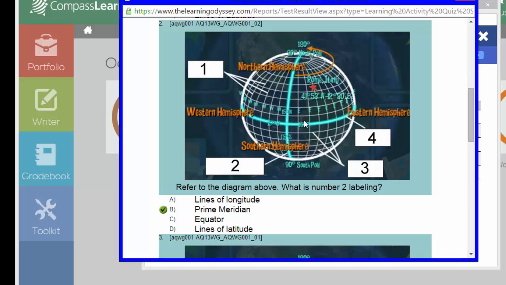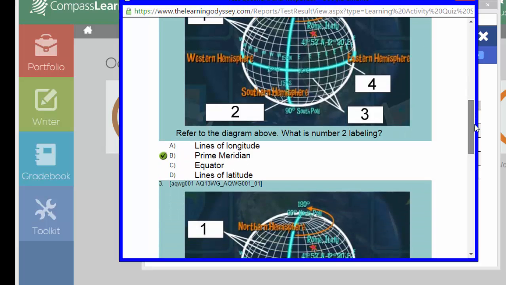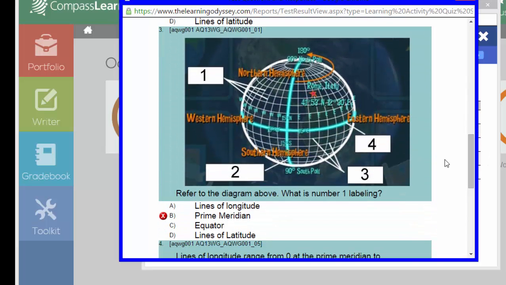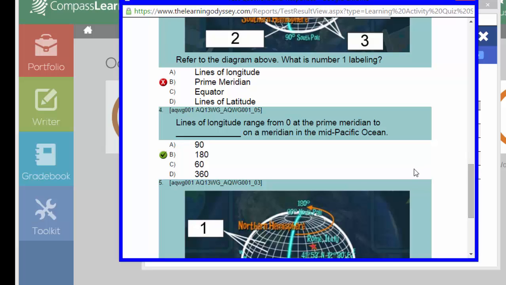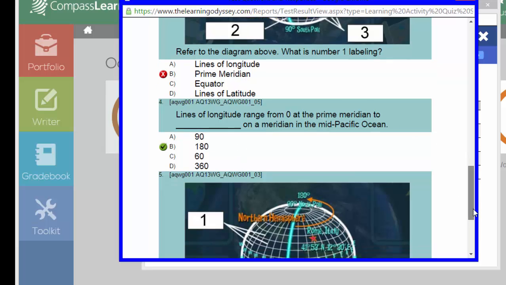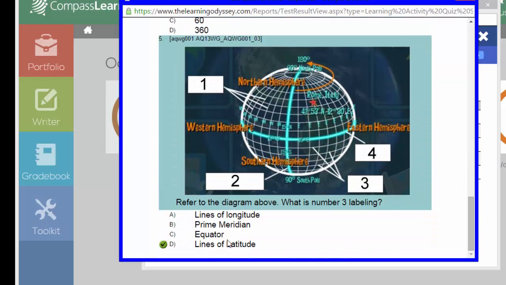Prime meridian there, that was a correct answer. The number 2 is this line right here. That's the prime meridian. Got that one right. This one says B, the prime meridian. That was incorrect. Lines of longitude range from 0 at the prime meridian to 180 on a meridian in the mid-Pacific Ocean. That was correct. And the final one is lines of latitude.